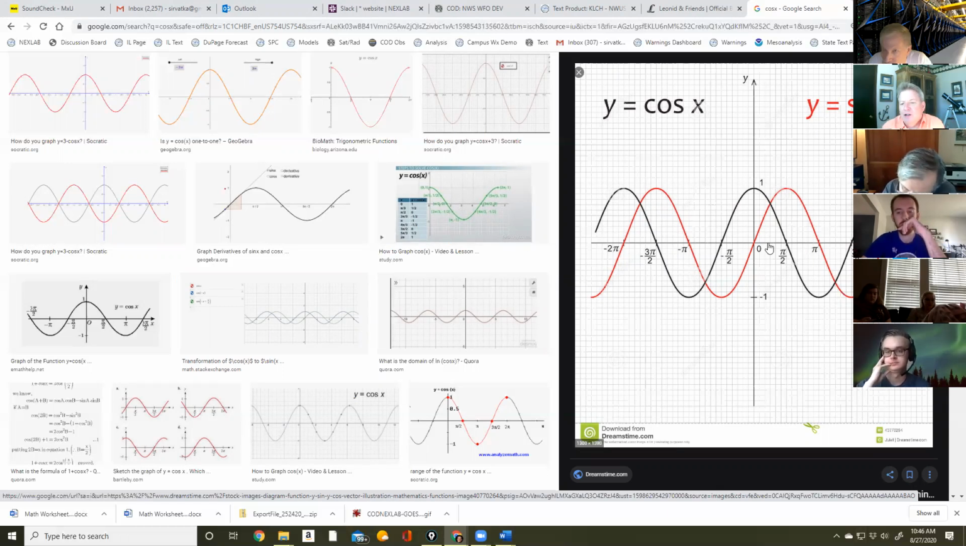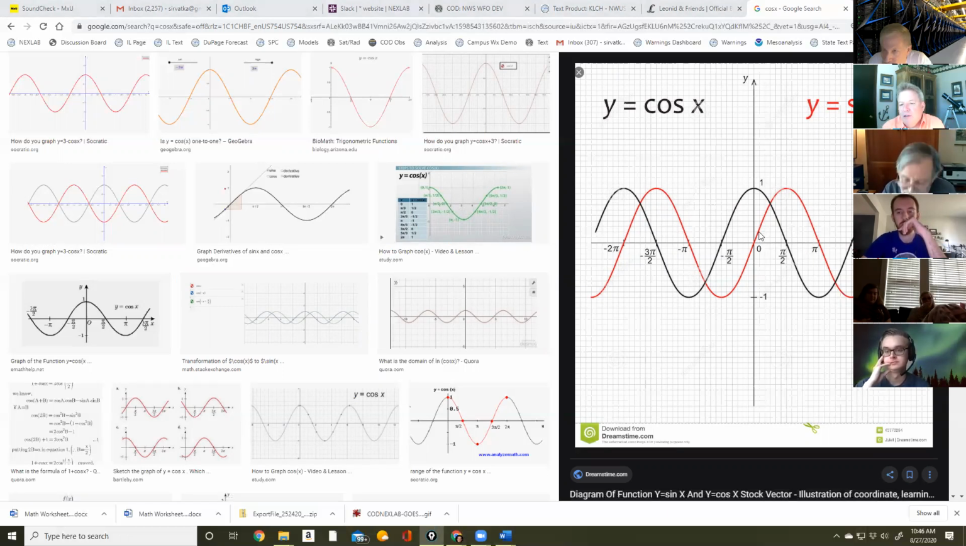But here's the question. What is the slope of the sine wave at 0? And the answer is 1. What is the slope here? 0. What is the slope here? -1. What's the slope here? 0. Okay, so the slope is 1, that's here on the cosine. The slope is 0, that's there. Slope is -1, that's there. And the slope is 0, that's there.